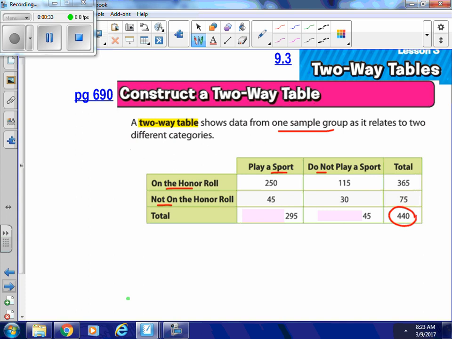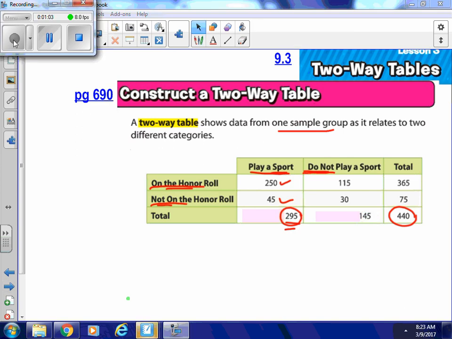So let's talk about those 440 people that play a sport. 295 of them do play a sport and 145 don't play a sport. Now, of my 295 that do play a sport, 250 are also on the honor roll and 45 are not on the honor roll. Of my 145 students who do not play a sport, 115 are on the honor roll and 30 are not.